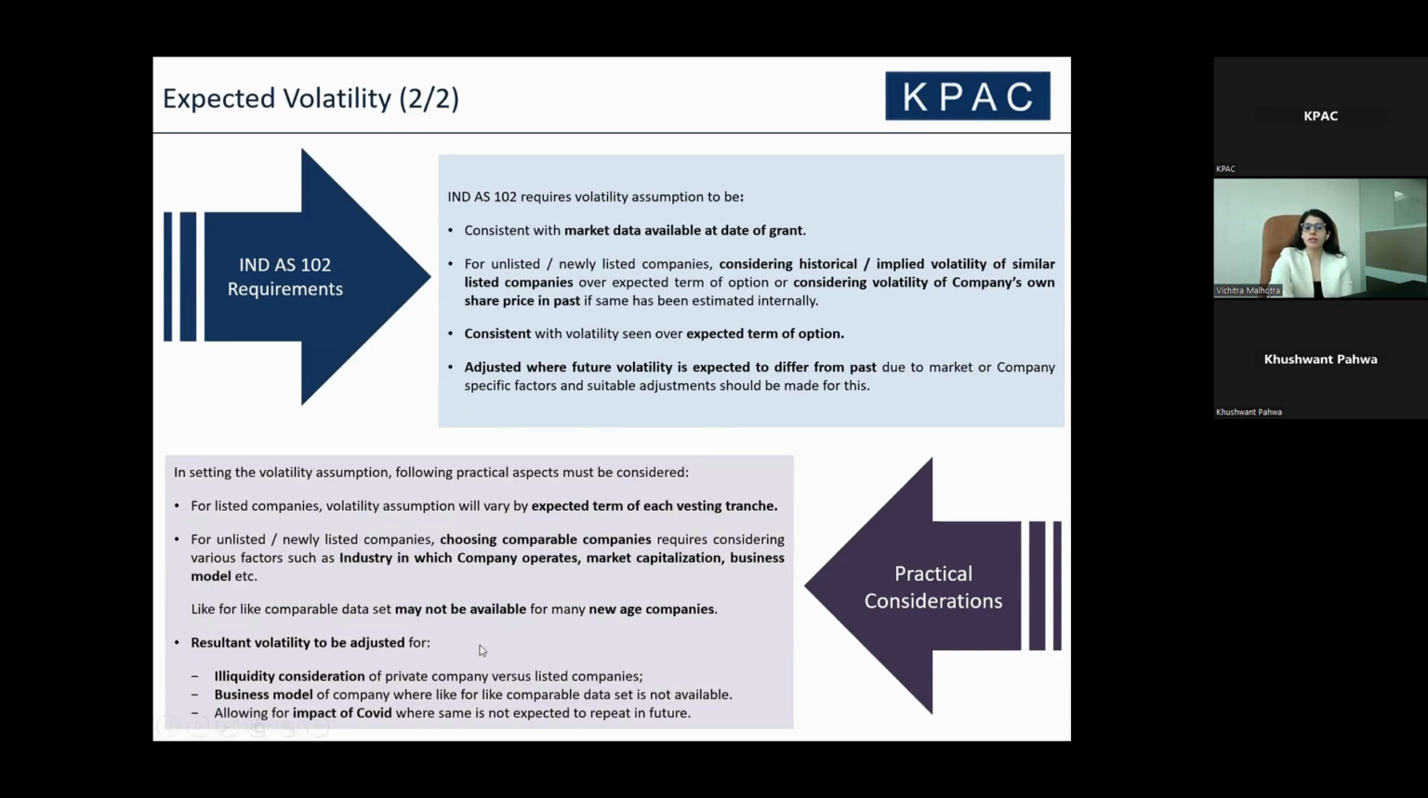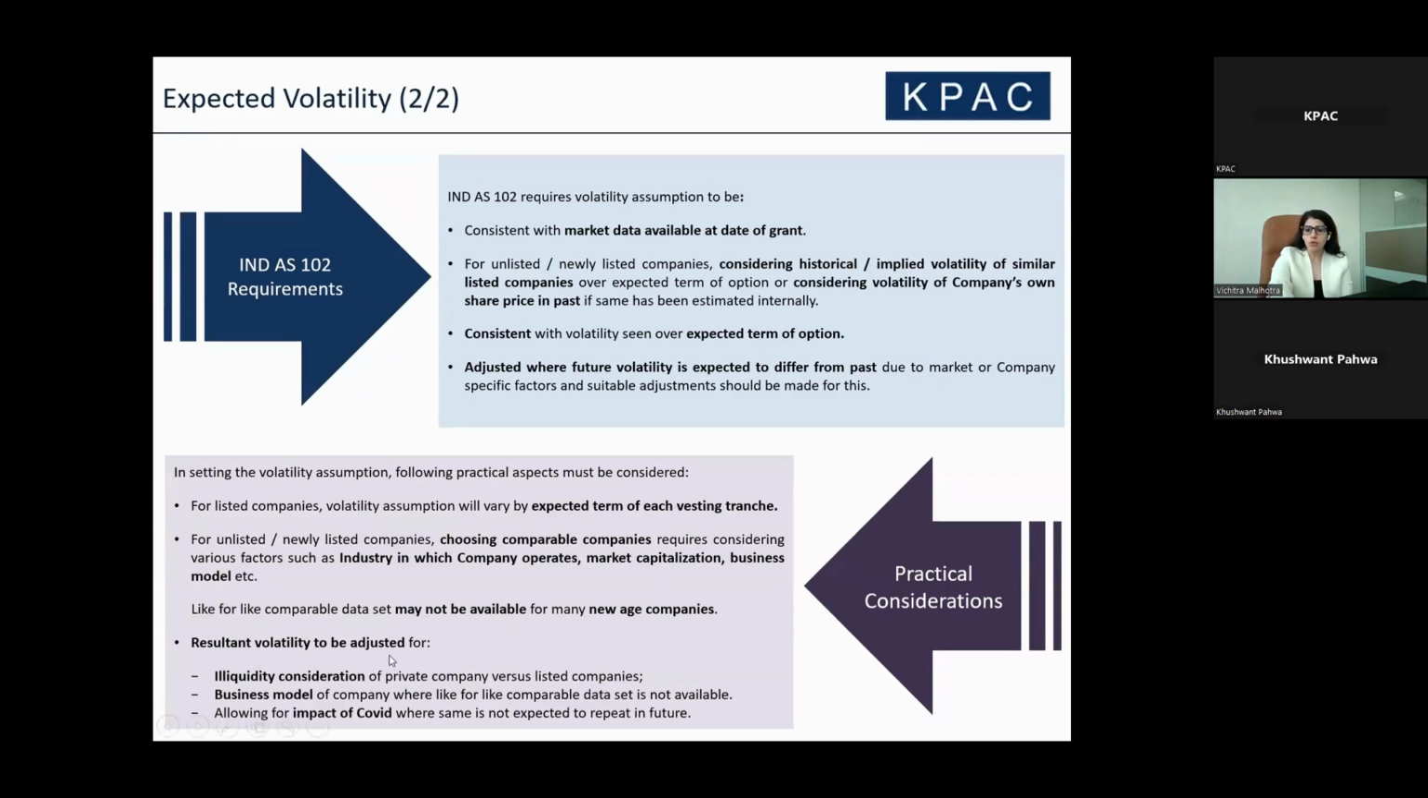And to that extent, a lot of judgment goes in finding companies which may be in a similar industry, listed in India or outside, can be compared in terms of market cap or general business models. The bottom line does remain that we still need to have observable market data to be able to set volatility assumptions, irrespective of whether you are a listed or an unlisted organization.